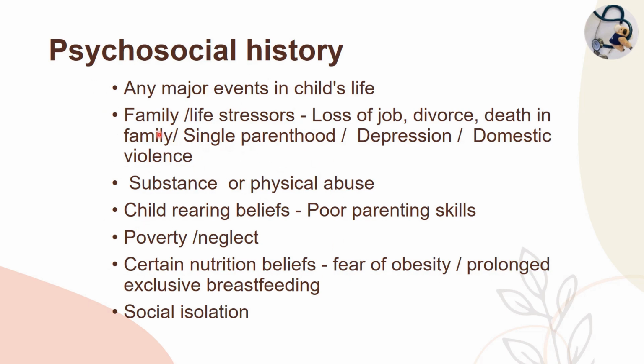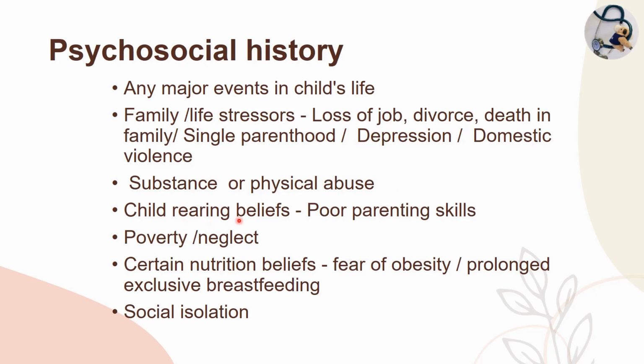Then come to psychosocial history, which is another big risk factor for failing to thrive. See if there are any major events in the child's life. Major events means losing some very close person like maternal death, or sometimes change of school, change of environment. This is going to affect the child. And see family life stresses like loss of job of the parents, if the parents are divorced, death in the family or single parent family, if there is depression or domestic violence in the family, and if there is substance or physical abuse like alcohol or drug abuse, then the environment of the family is not good. That is going to affect the growth of the child.